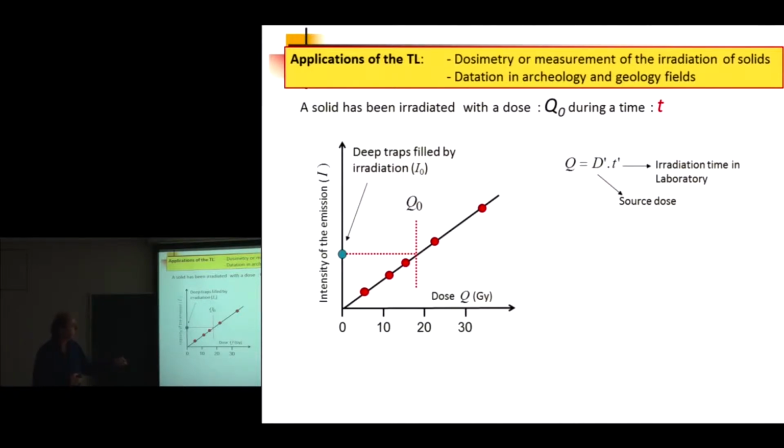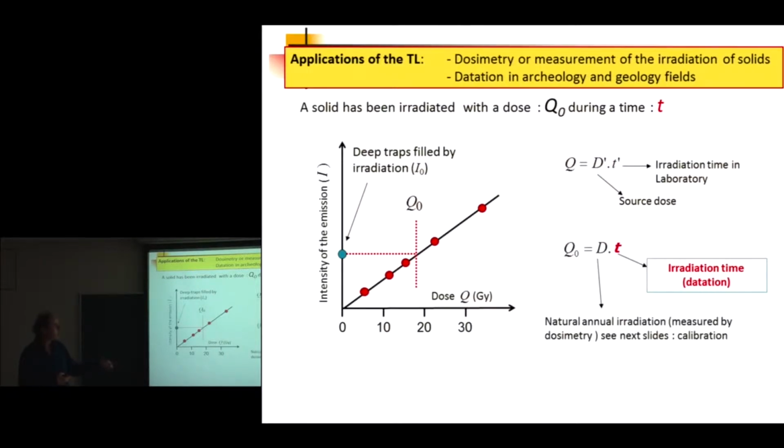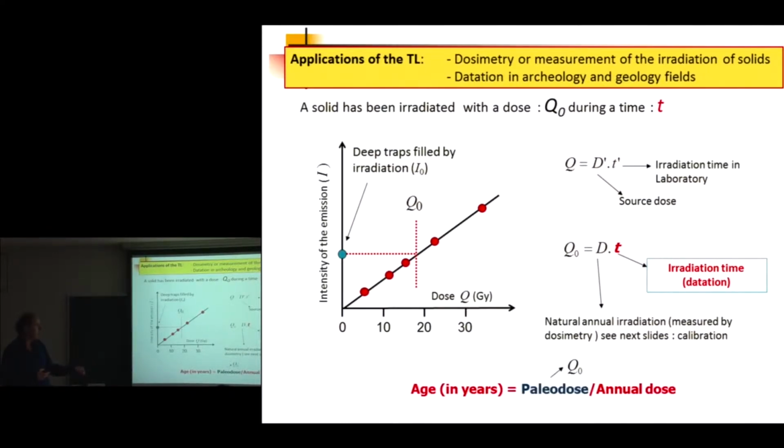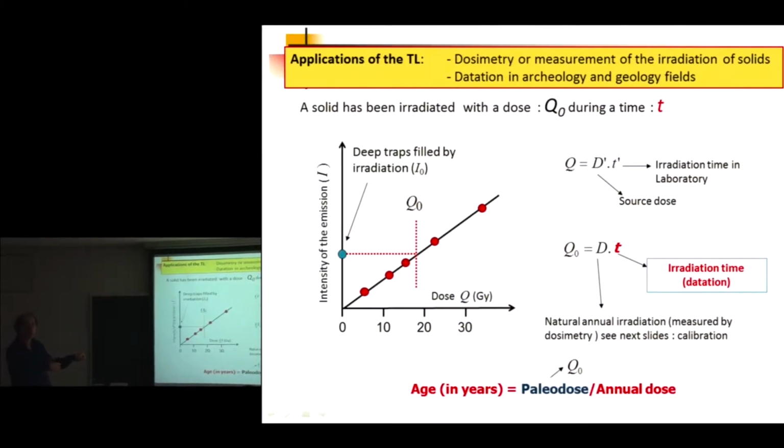And you have the radiation time in the laboratory, the source, in comparison to what you wanted to observe. This is the dose received by the object whose age you want to determine, and this is the time. And you just have to divide. So this is called paleodose. This is the dose received by the object during all the years that it stayed within a space.